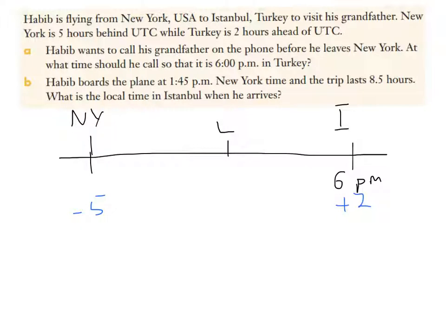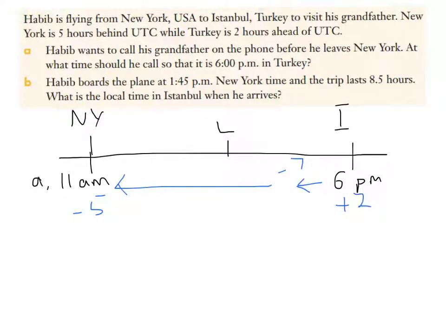So, if we want it to be 6 p.m. in Turkey, when Habib calls his grandfather, we go back 7, minus 7, all the way down there. Take away 6 hours from 6 p.m. and it becomes midday, take away 1 extra hour, and it is 11 a.m. in the morning. So that's on the same day.